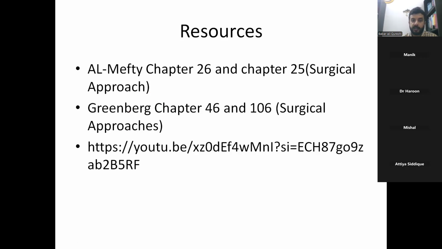Regarding the resources, in Al-Mefty, chapter number 26 has spheno-orbital meningioma written very well. In chapter number 25, I guess clinoidal, the surgical approach regarding the pterional approach is described nicely. Again, in Greenberg, chapters 46 and 106 explain the pterional surgical approach. Here I have shared a link. This was a very good informative video which briefly explains step by step how you perform the pterional or the frontotemporal orbitozygomatic approach.